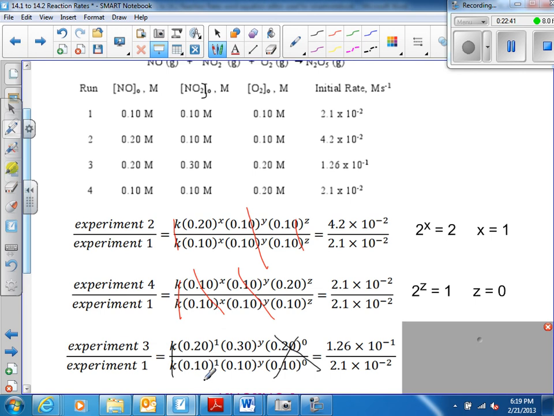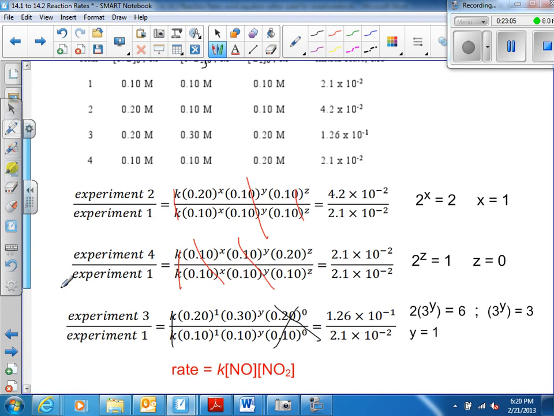I'll have 2 times 3 to the y equals 6. This divided by this is 6. I divide both sides of this equation by 2, and I get 3 to the y on the left. 6 divided by 2 is 3. So 3 to the y is 3, y equals 1. Oh, we are golden. There's your rate law. And if I have something raised to the 0 power, I do not need to include it. So I would have had oxygen raised to the 0, but you don't even need to write that down.